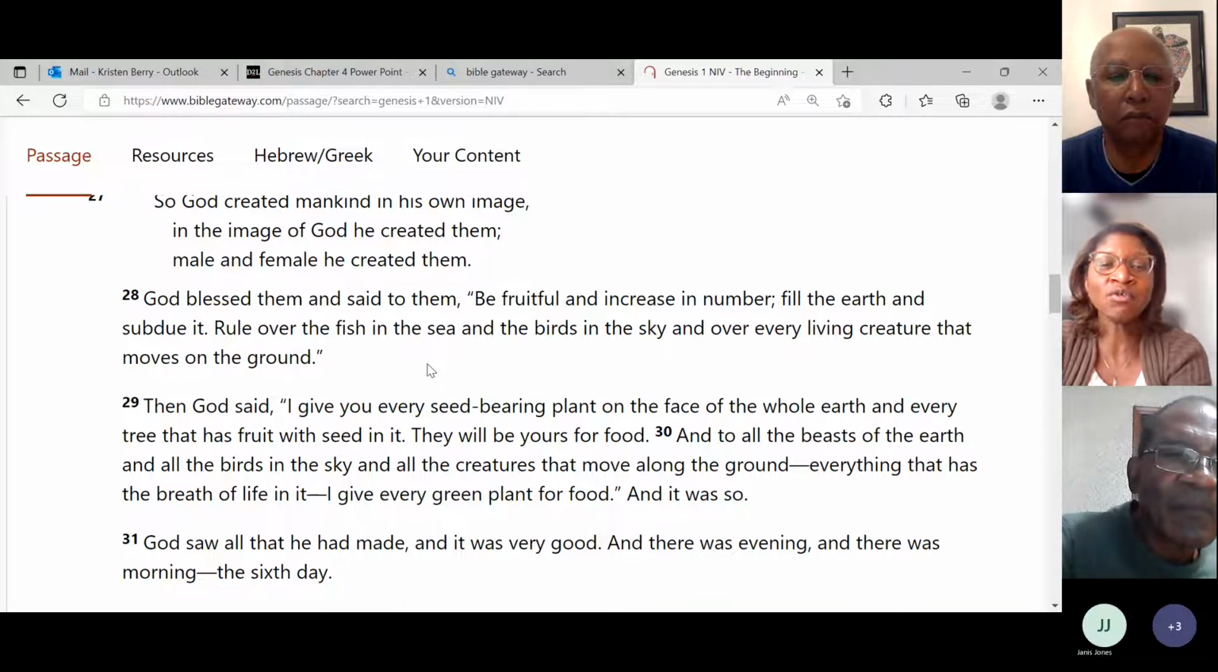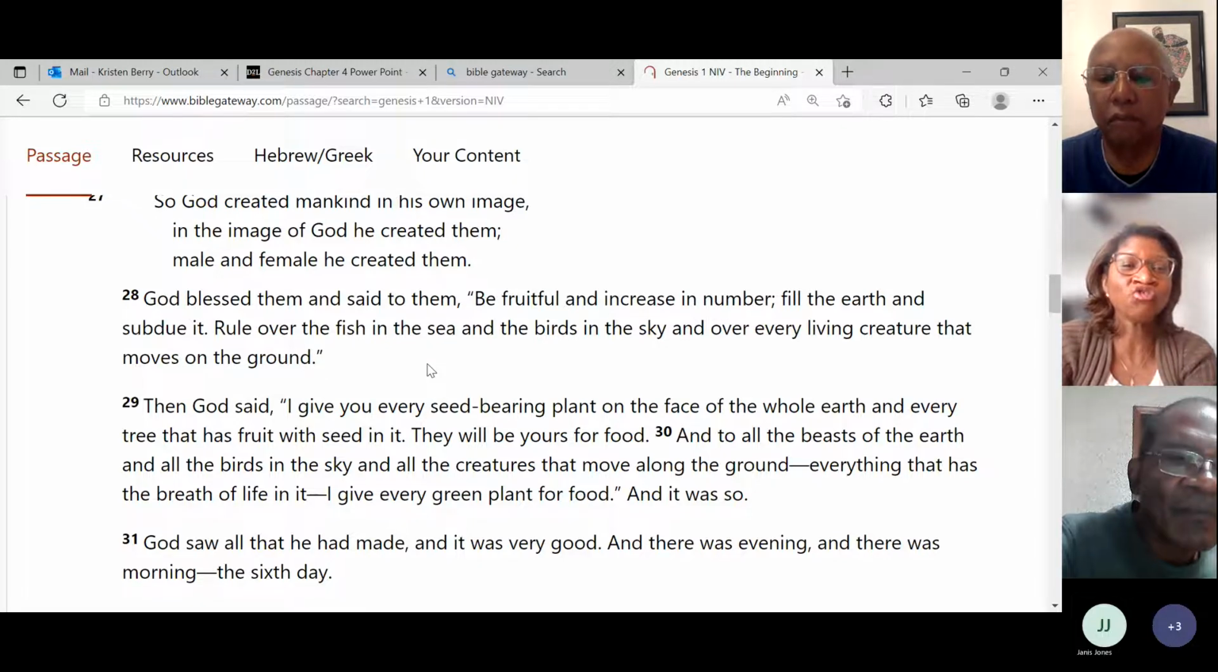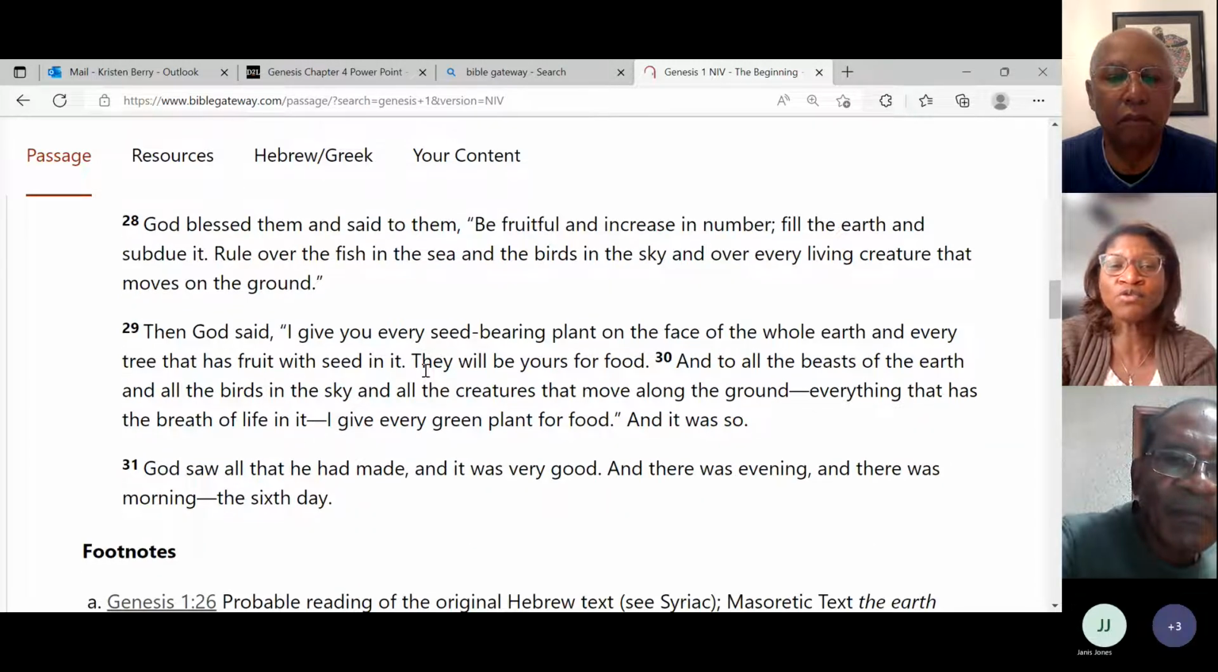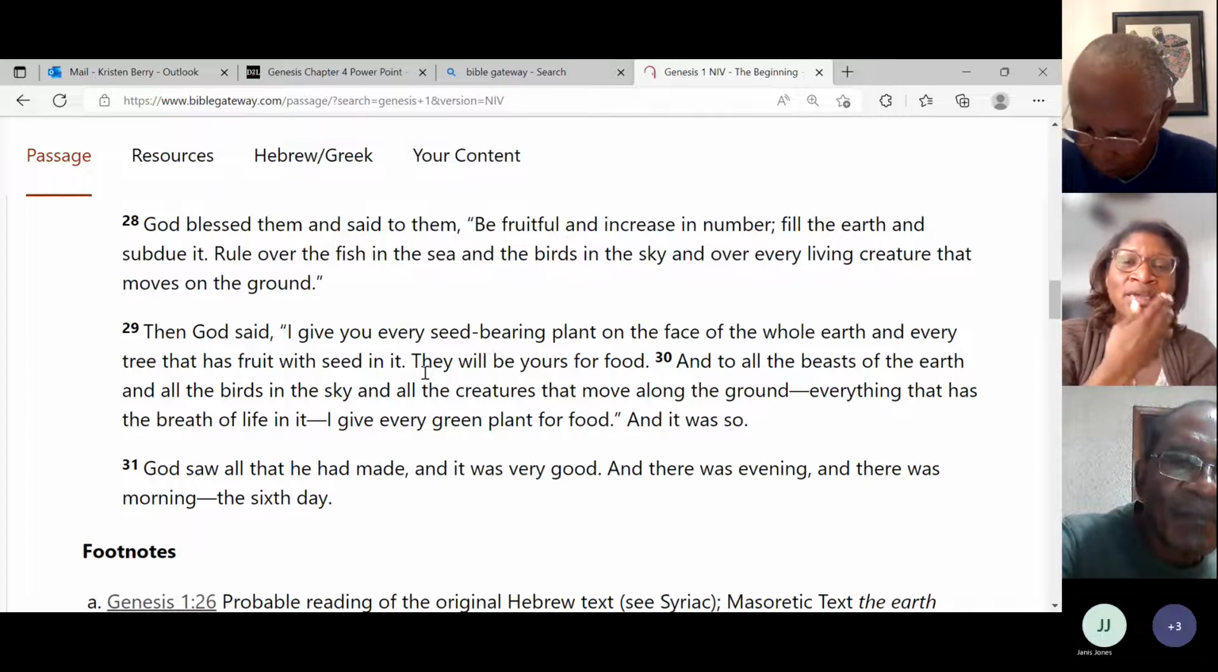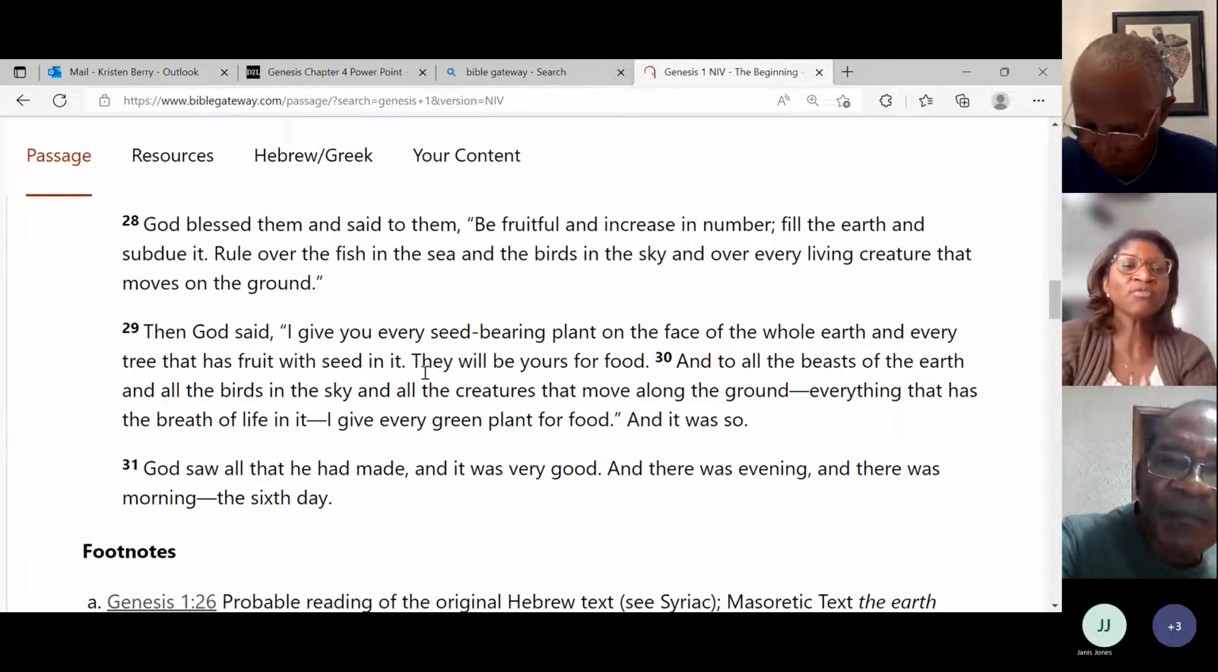Then God said, I give you every seed bearing plant on the face of the whole earth, and every tree that has fruit with seed in it. They will be yours for food. And to all the beasts of the earth, and to all the birds in the sky, and all the creatures that move along the ground, everything that has breath of life in it, I give every green plant for food. And it was so.